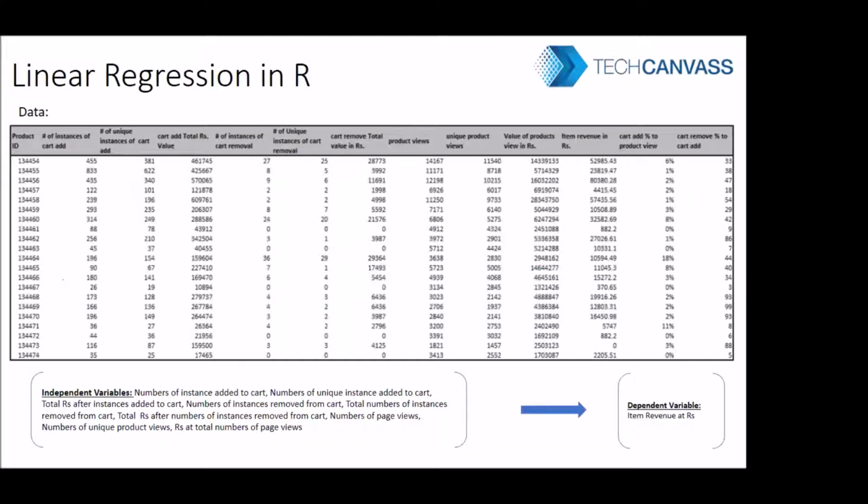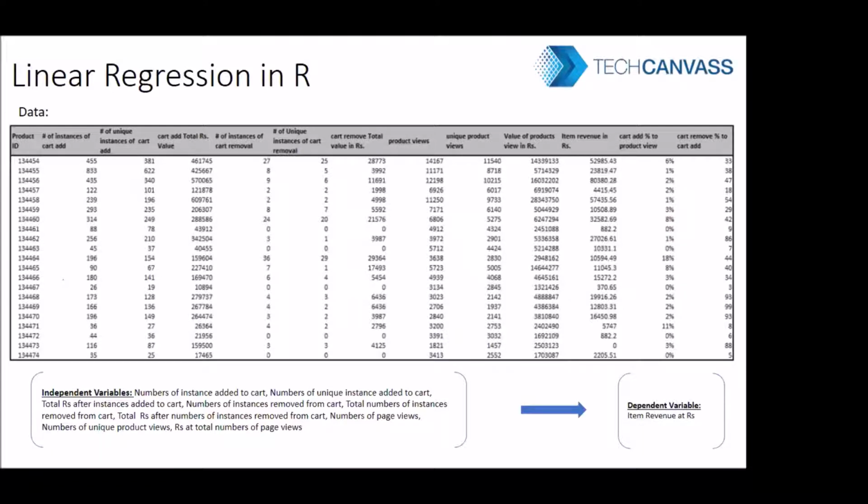The other variables in this data set which you can look at are the number of times a person is adding something to his cart, the number of unique instances, the total number of times he's adding things to his cart, whether he has removed something from his cart, and the amount, and the number of page views. This is something from the online world, so it has page views and the total number of unique products they have seen, and the amount which they have spent.